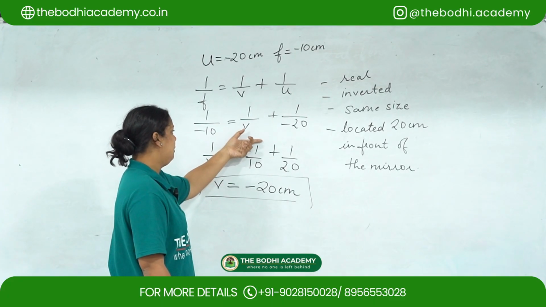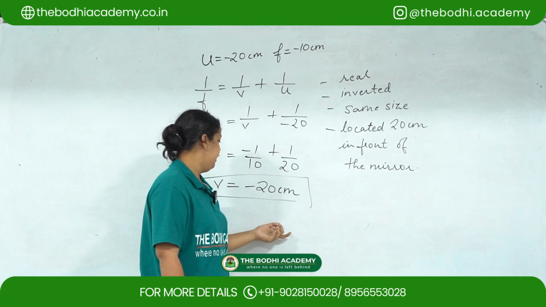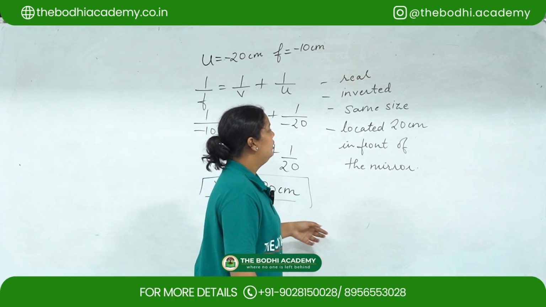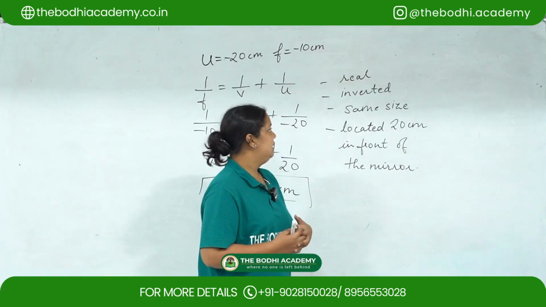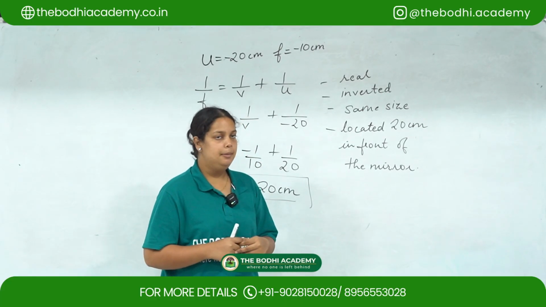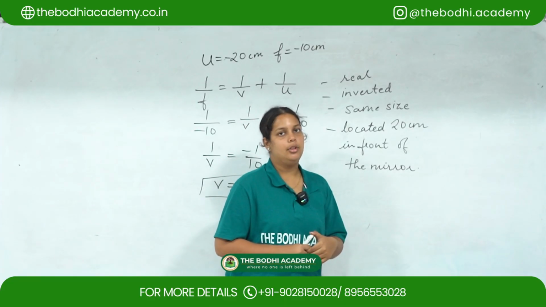Taking 1 by v to the other side, we get minus 1 by 10 plus 1 by 20. So v is equal to minus 20 centimeter. So the nature of the image is real, inverted, of the same size, and it is located 20 centimeter in front of the mirror.